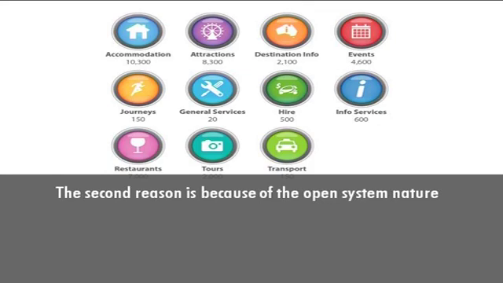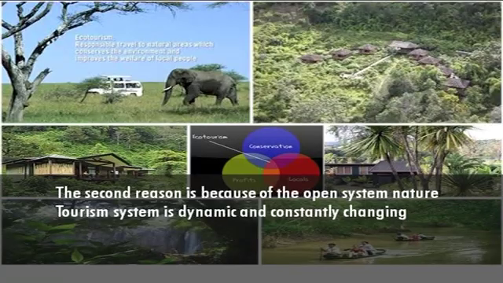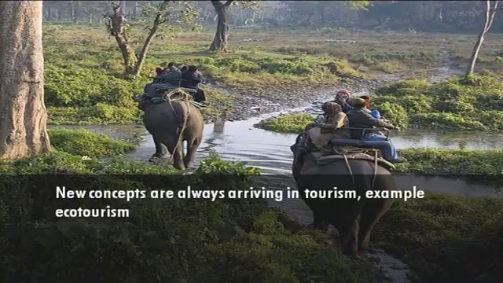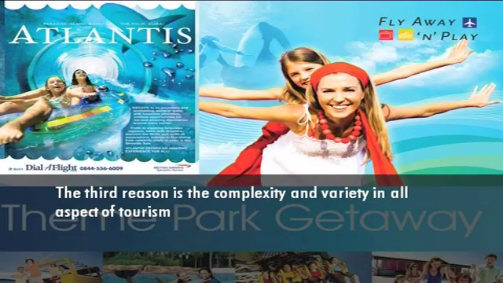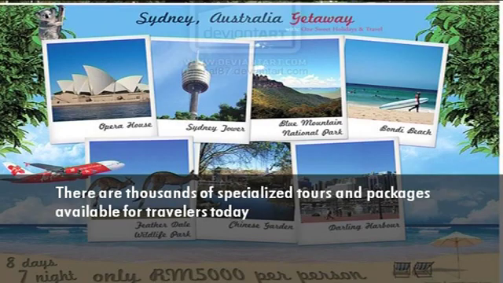The second reason is because of the open system nature of tourism. Tourism system is dynamic and constantly changing. New concepts are always arriving in tourism, such as ecotourism. The third reason is the complexity and variety in all aspects of tourism. For example, there are thousands of specialized tours and packages available for travelers today.